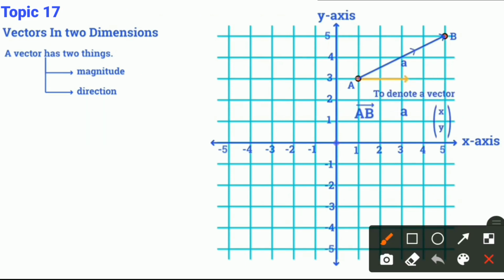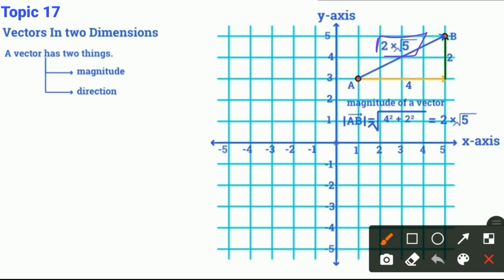We can denote this either using A to B, or putting the magnitude of A to B, or giving the coordinates, in this way, x and y. So this is y, and this is x, and this is A. Magnitude of a vector can be found by Pythagoras theorem. This is the magnitude of AB.